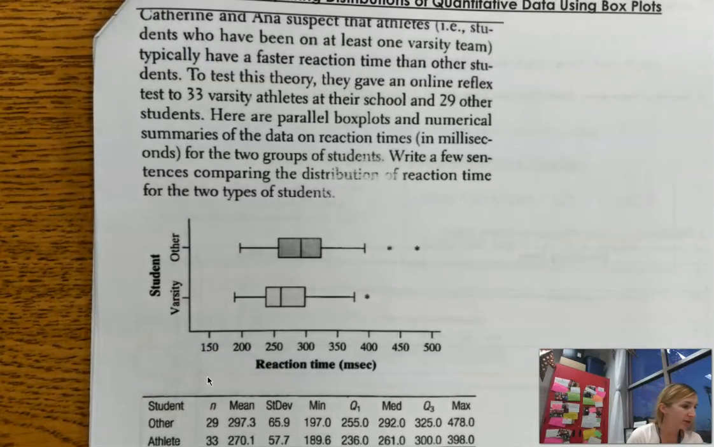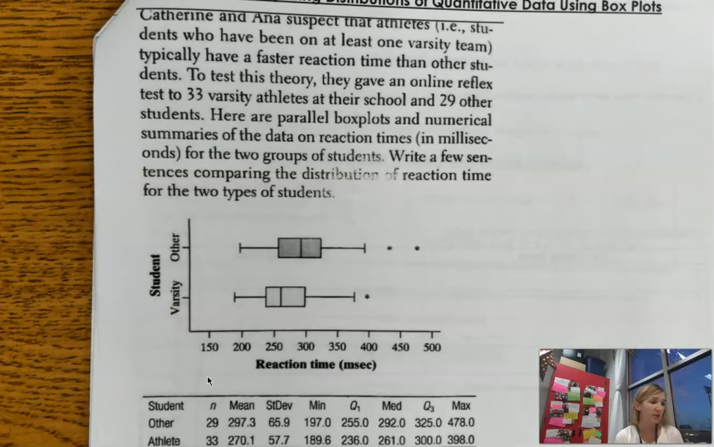All right, so Catherine and Anna suspect that athletes, students who have been on at least one varsity team, typically have a faster reaction time than other students. To test this theory, they gave an online reflex test to 33 varsity athletes at their school and 29 other students. Here are the parallel box plots and numerical summaries of the data reaction times in milliseconds for the two groups.